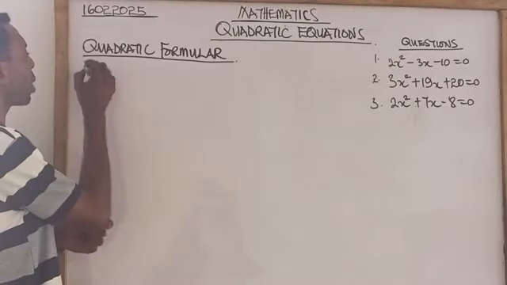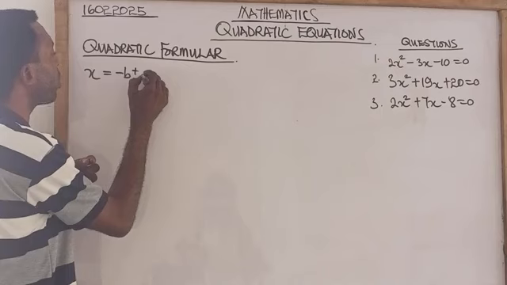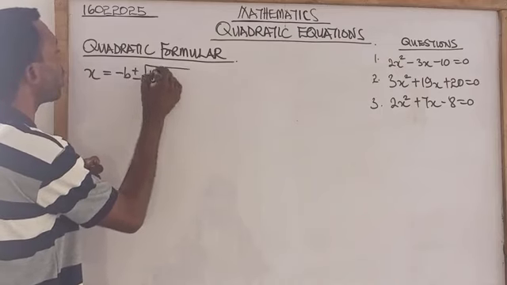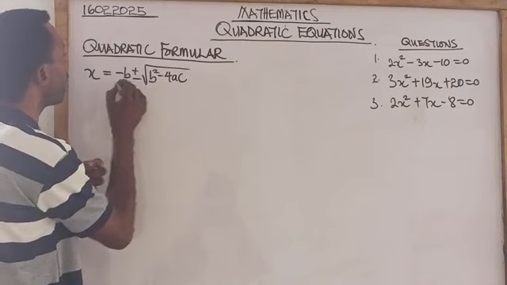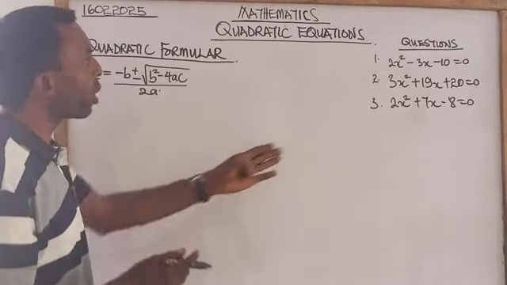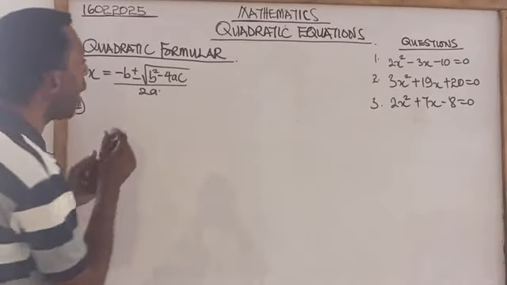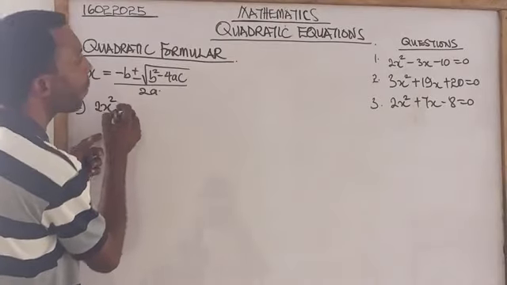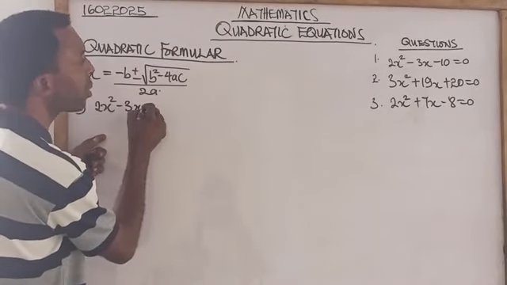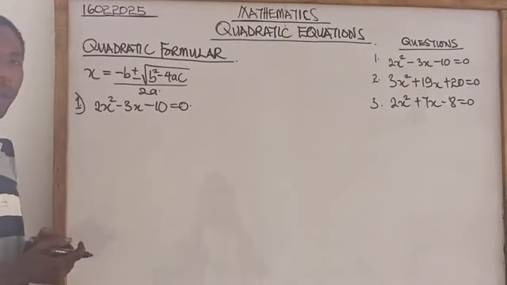Then what is the formula, so that we can go very fast to what we have today? The formula says x is equal to minus b plus or minus the square root of b squared minus 4ac, over 2a. That's what we have, and we have about 3 questions here to consider. The first one says 2x squared minus 3x minus 10 equals 0. So this is the first equation we are working on.